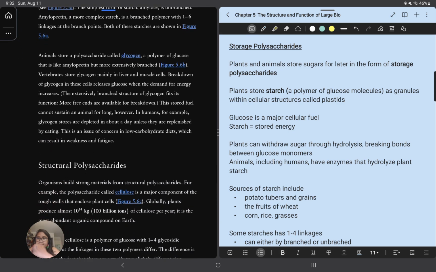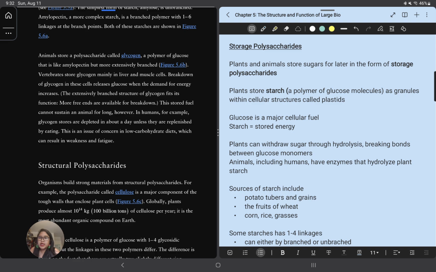Okay. Animals store a polysaccharide called glycogen, a polymer of glucose that is like amylopectin, but more extensively branched. Vertebrates store glycogen, mainly in liver and muscle cells. Breakdown of glycogen in these cells releases glucose when the demand for energy increases. The extensively branched structure of glycogen fits its function. More free ends are available for breakdown.